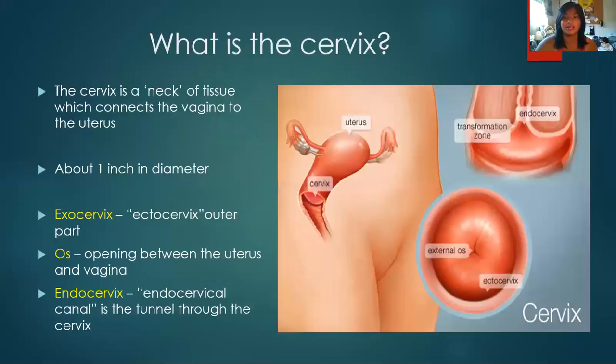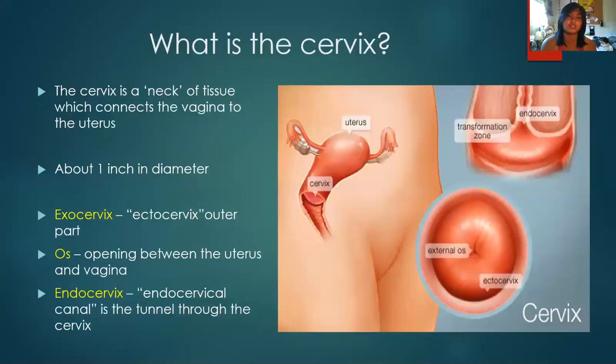Let's start by going through the anatomy of the cervix. So what is the cervix? The cervix is basically a cylinder neck of tissue which connects the vagina to the uterus. It's about 1 inch in diameter. It's made mostly of cartilage and covered by smooth tissue.